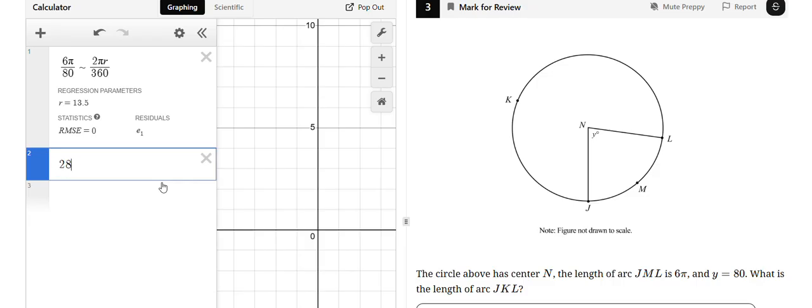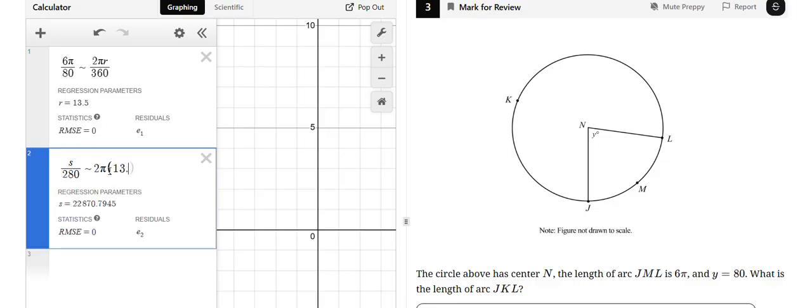So 280 over, let's just keep the same relationship as the first one. So S, which is this arc length, JKL, right, over 280 is proportional to 2 pi r, but now we know r, 13.5, over 360. So then we get the value of S.